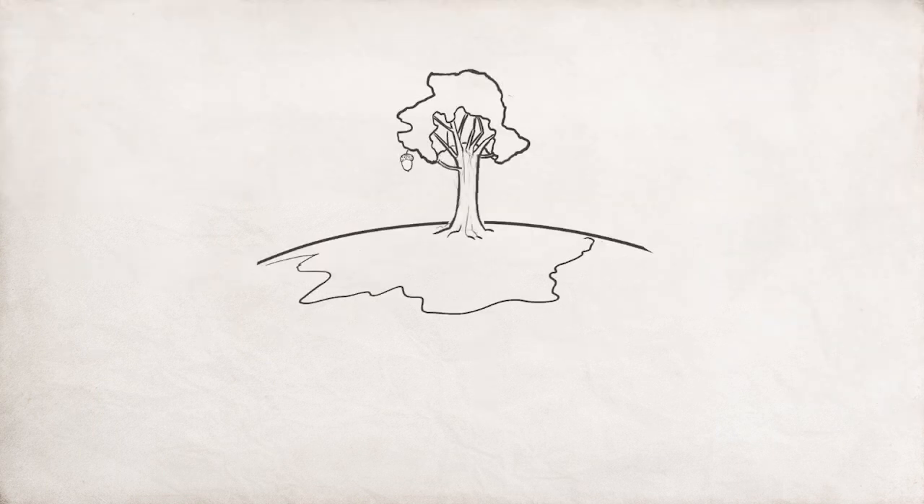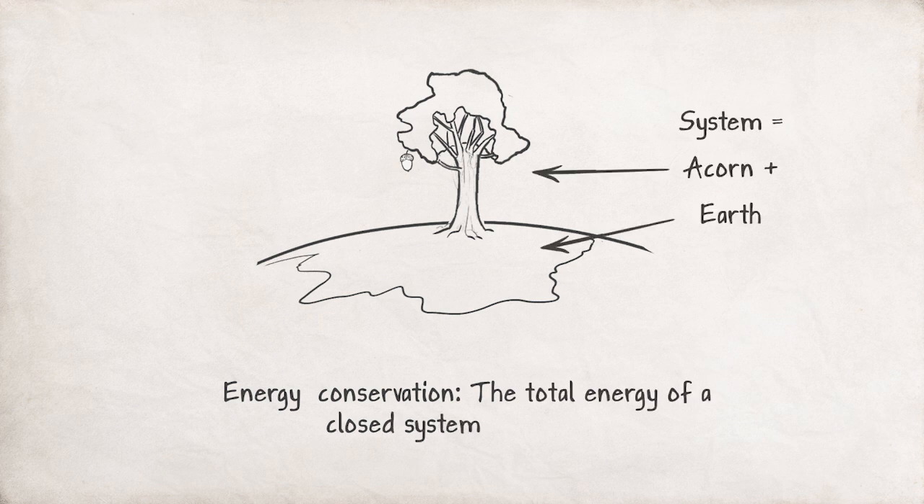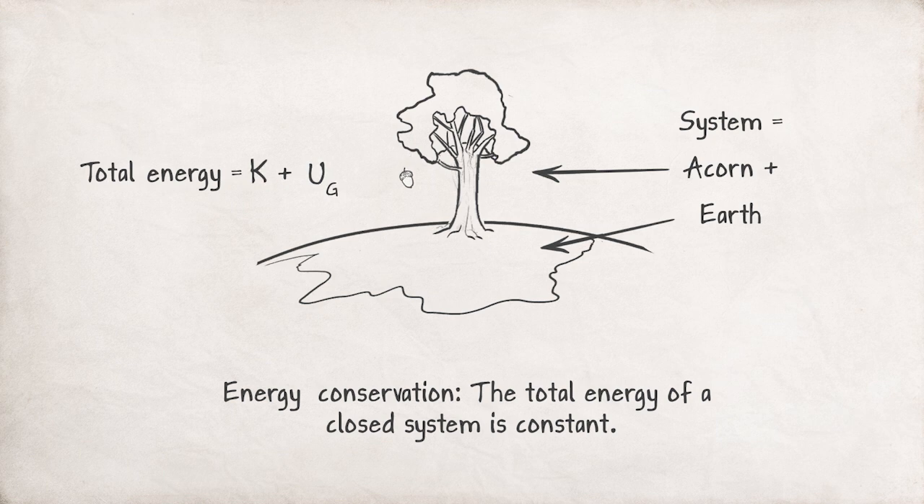According to the principle of conservation of energy, the energy of a closed system, such as the acorn Earth system shown here, remains constant. For the examples discussed in this video, we are only considering two basic types of energy that are relevant to a falling object, that is, kinetic and gravitational potential energies. This means that while the acorn falls, the type of energy can change, but the total energy cannot change. As the acorn falls, the potential energy changes into kinetic energy.